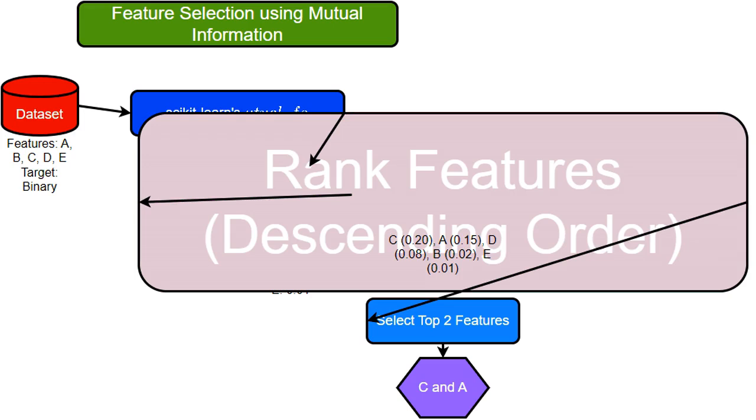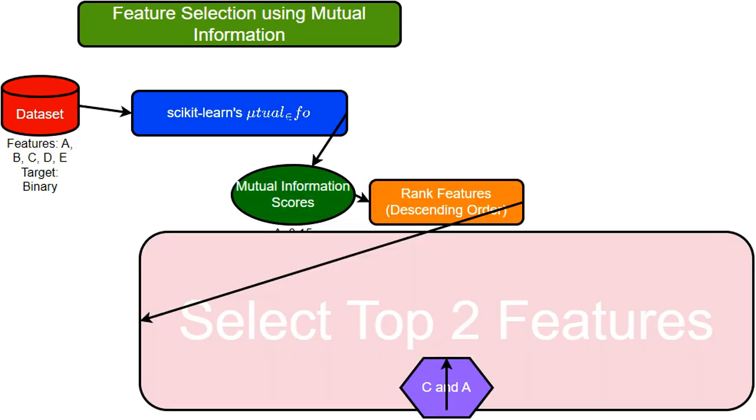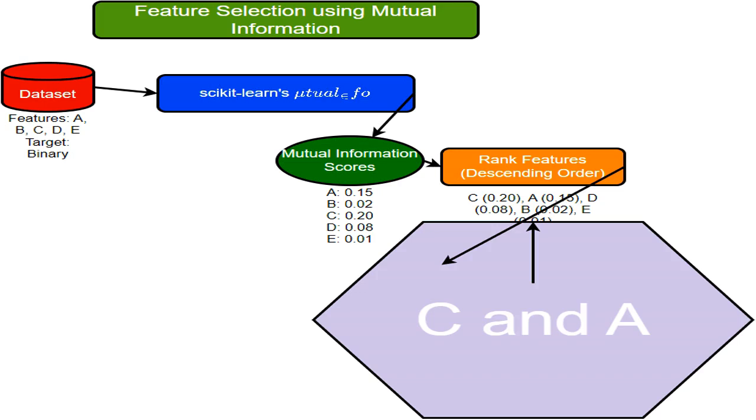I'm ranking the features from highest to lowest mutual information score. It's like sorting candies from most to least delicious. Here's the ranking. C is the best feature, then A, and so on. I need to choose only the top 2 best features. Based on the scores, C and A are the best 2 because they have the highest mutual information scores, making them the most informative for the task.